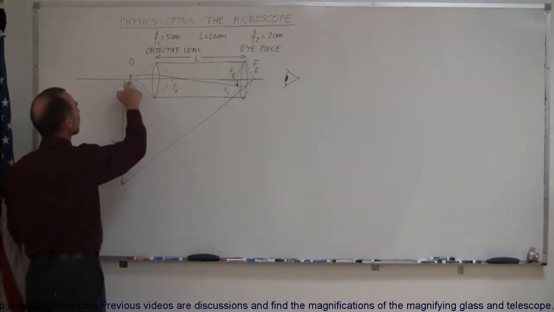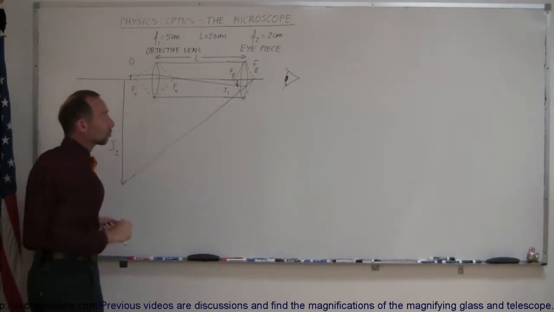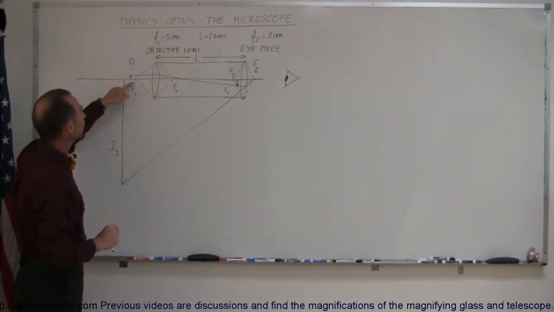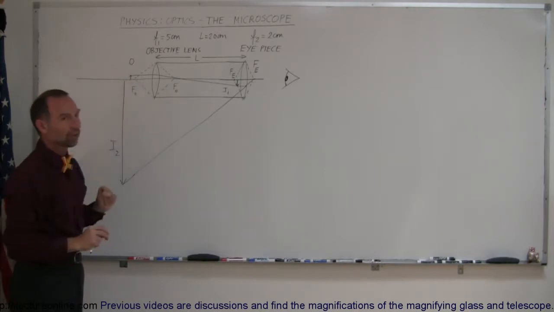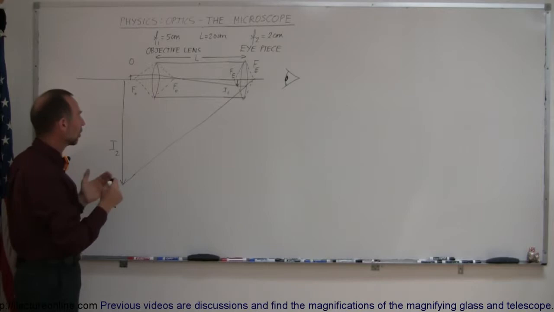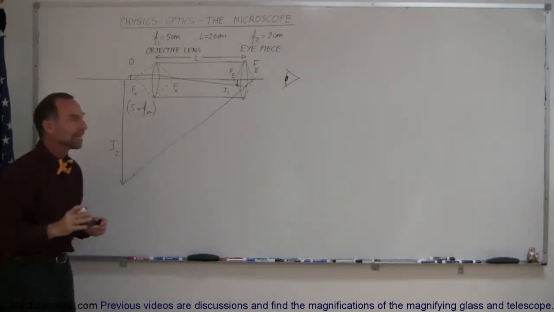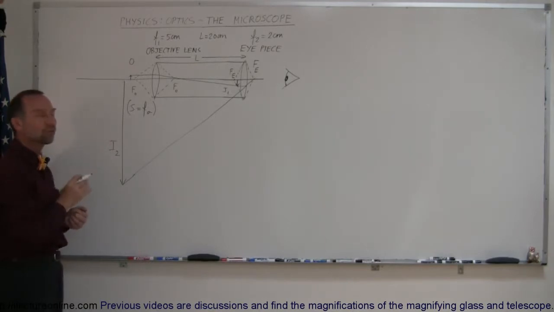Let's say we're looking at an object right here. Of course, when you're using a microscope, you tend to look at very small objects, so there's a very small object. And you typically put the object just in front of the focal point of the first lens. So as a starting point, we're going to place it right there, such that S is equal to the focal length of the objective. So we're going to start like that, and then later on we're going to find the actual place where the object needs to be placed.